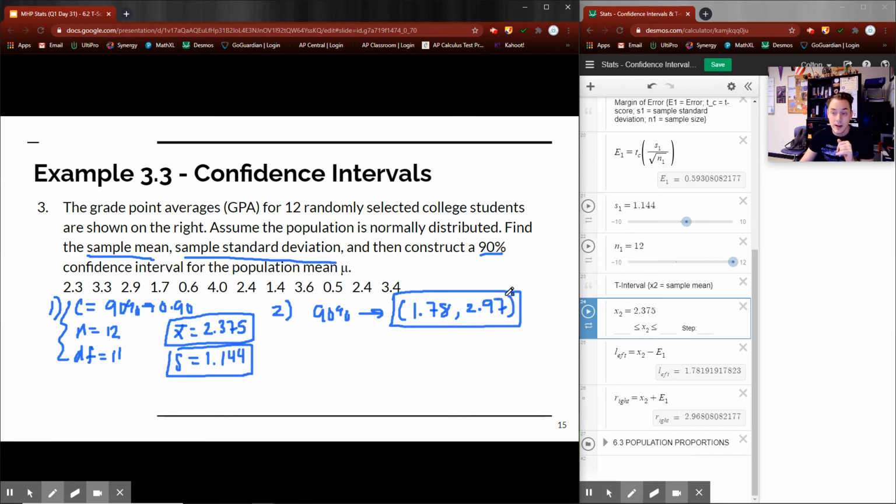That's a pretty low GPA. I'm not gonna lie, if you have that GPA, you should not have that GPA. You should get on that.